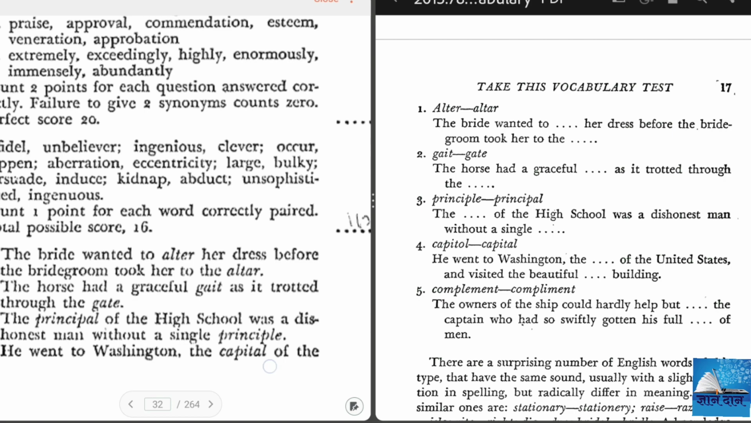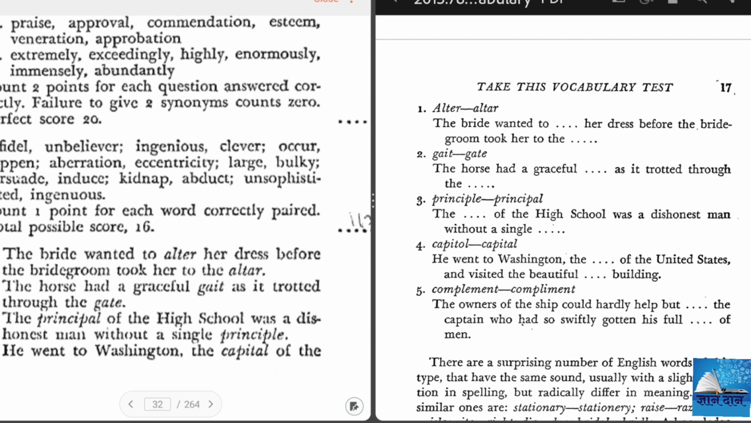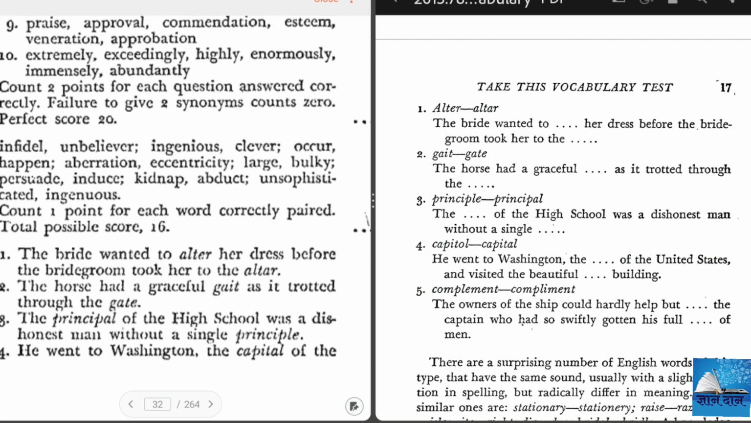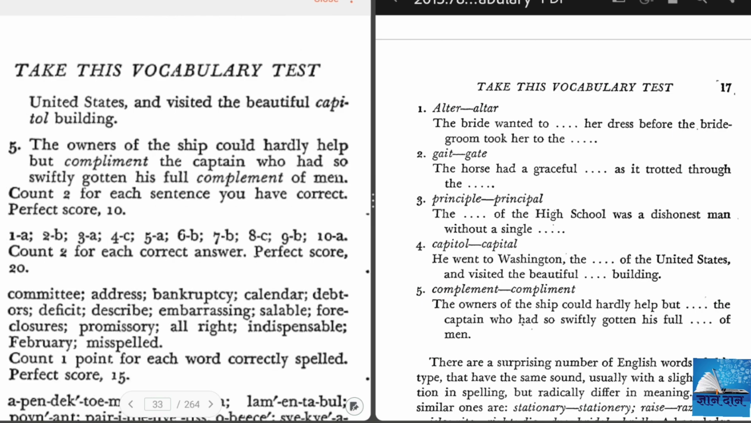Here are the answers. The bride wanted to alter her dress before the bridegroom took her to the altar. The horse had a graceful gait as it trotted through the gate. The principal of the high school was a dishonest man without a single principle. He went to Washington, the capital of the United States, and visited the beautiful Capitol buildings. The owner of the ship could hardly help but compliment the captain, who had swiftly gotten his full complement of men. Count 2 for each sentence that you have correct. Perfect score should be 10.